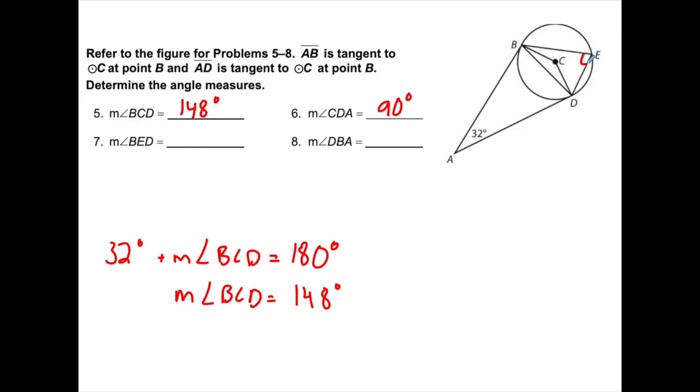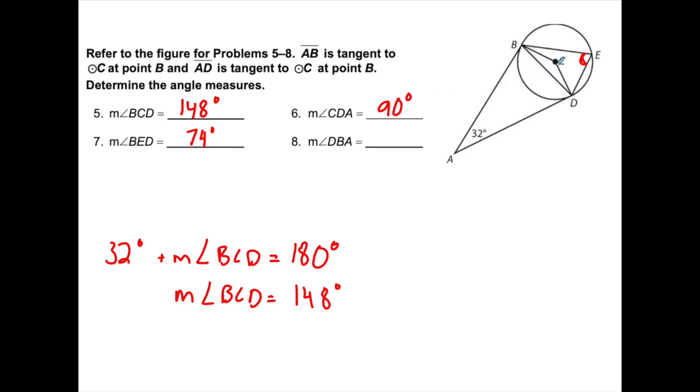BED, this is a circumscribed angle. Not a circumscribed, I apologize, an inscribed angle. So this angle must be half the measurement of the corresponding central angle, and if the corresponding central angle is 148, then this needs to be 74. Because it's got to be half the measurement of the corresponding central angle.